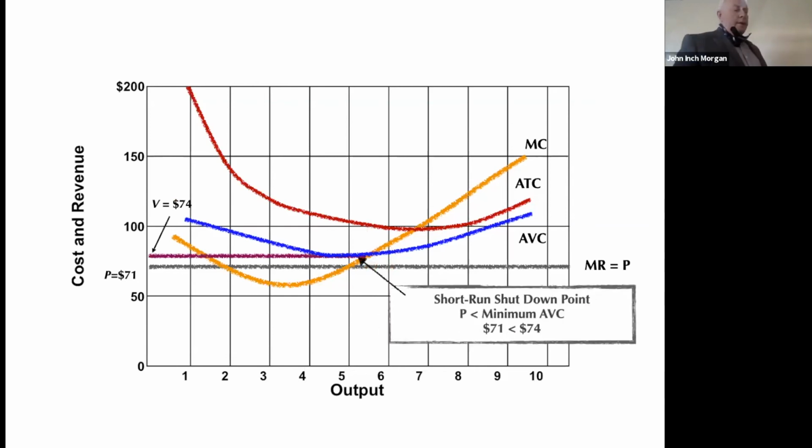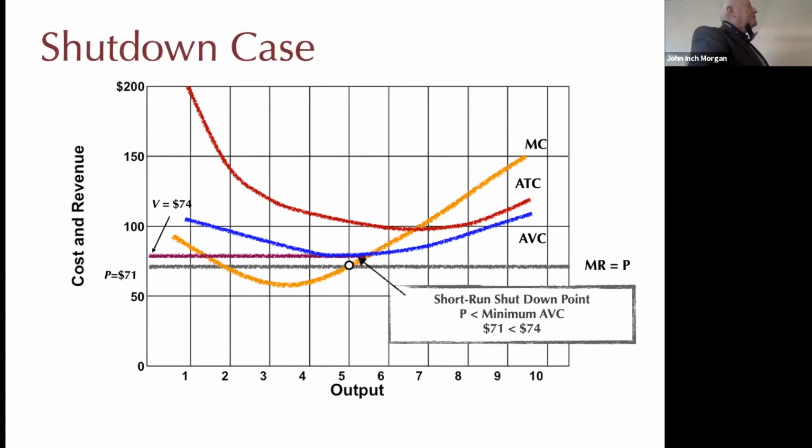So here again is my short run profit. The price is less than my minimum average. So here we have a $3 kind of a thing. So the next question is, when do I shut down? At what point does the price vary so much that I decide I need to just shut down? And here's the shutdown case.